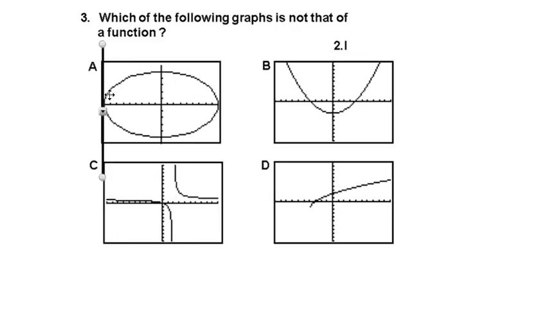There we go. See, it touches more than once. So our answer is A. It fails the vertical line test.